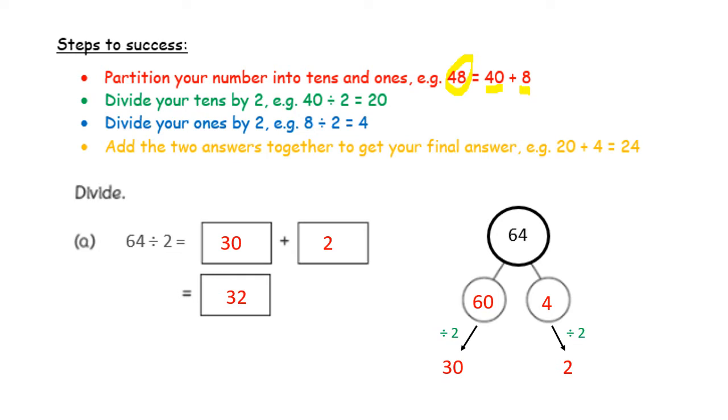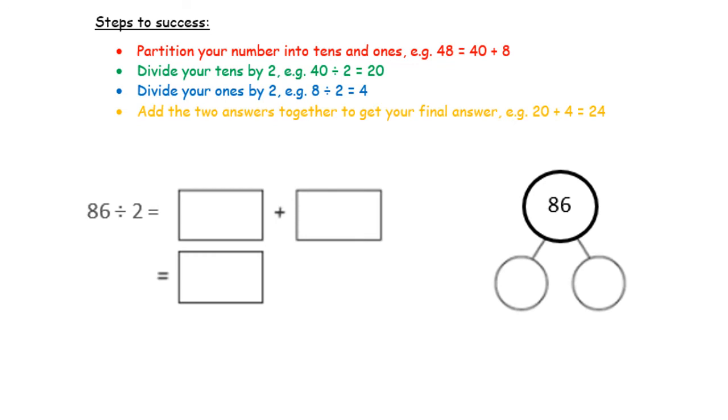Let's go through one more example together. Again, we've got 86 divided by 2. This time we're going to partition it into our tens and our ones. So 86 is 8 tens, or 80, and 6 ones. Then let's first divide our tens by 2. So 80 divided by 2, just think of 8 divided by 2 is 4. So 80 divided by 2 is 40. And then 6 divided by 2 is 3. So then we do 40 plus 3 is 43. So 86 divided by 2 is 43.